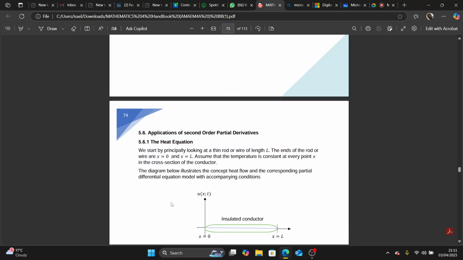Now, let's move on. They say the heat equation.